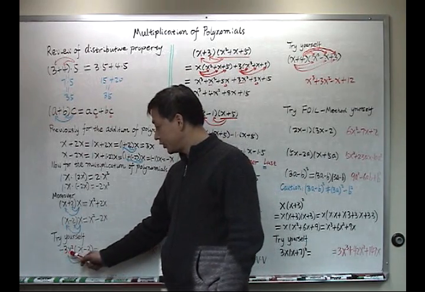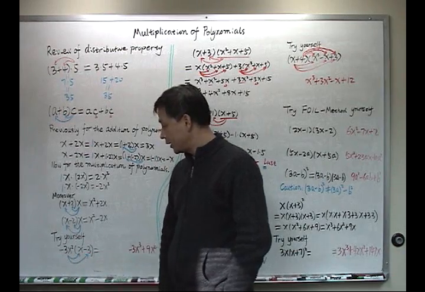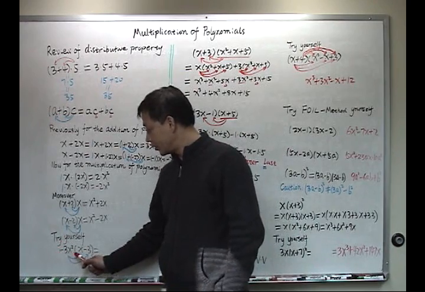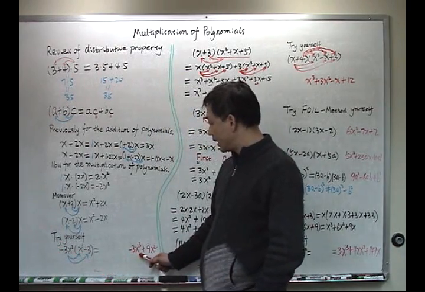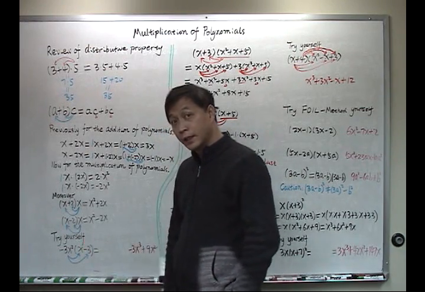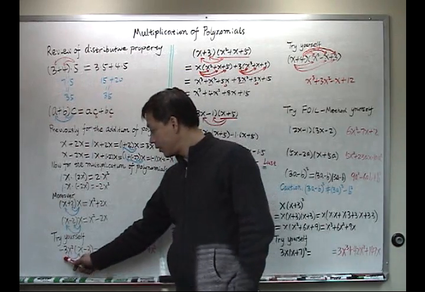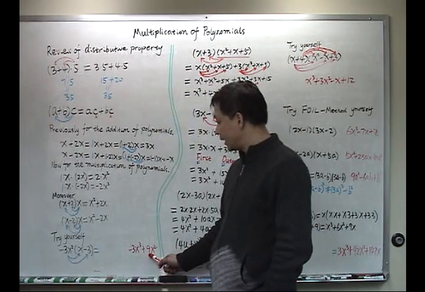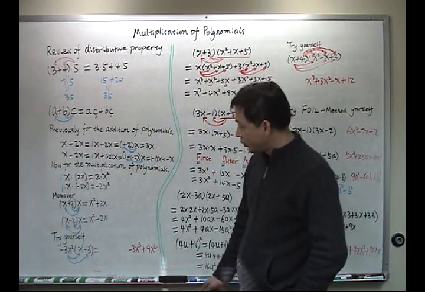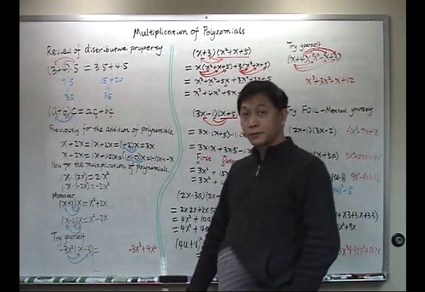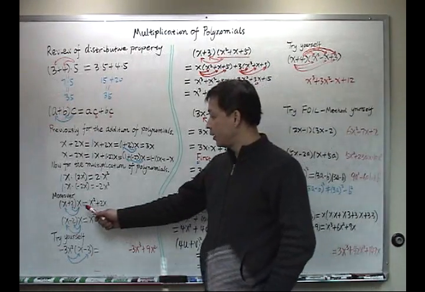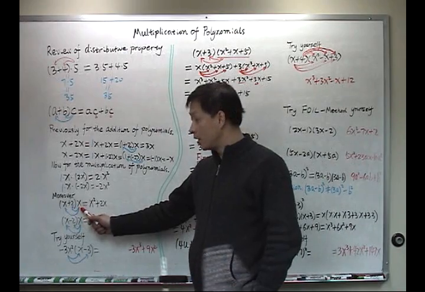Negative 3x squared times (x minus 3). So in this case, negative 3x squared times x, you have a negative 3x cubed, because here the exponent for x is 1. Negative 3 times negative 3 gives us positive 9, and you keep x squared. Try yourself this one. Now we are done with binomial times monomial.